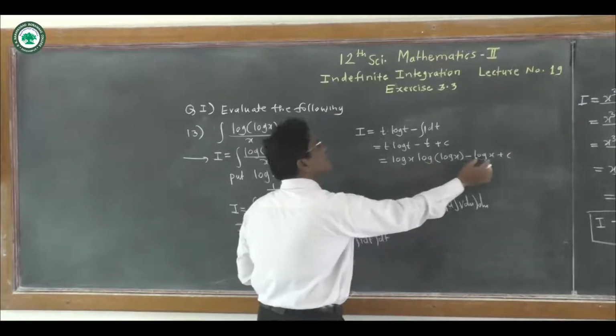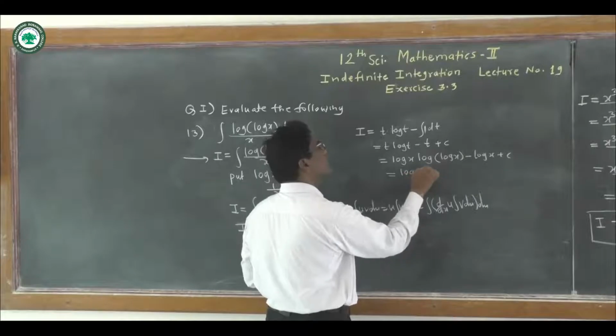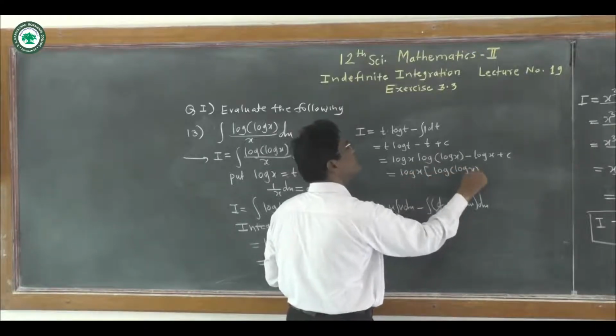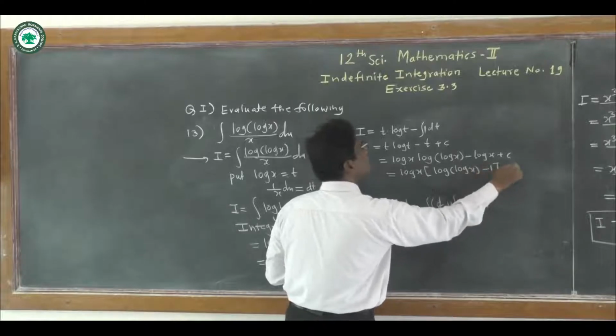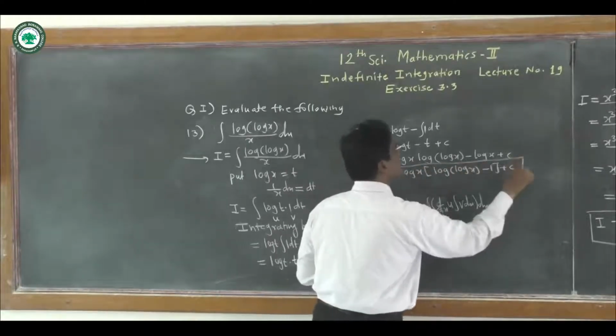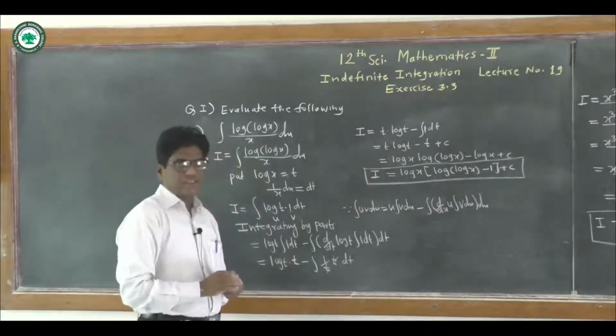Here log x, here log x, we may take common. So log of x in the bracket log of log x minus 1 plus constant of integration. This is the final solution. So highlight this solution and take the screenshot.